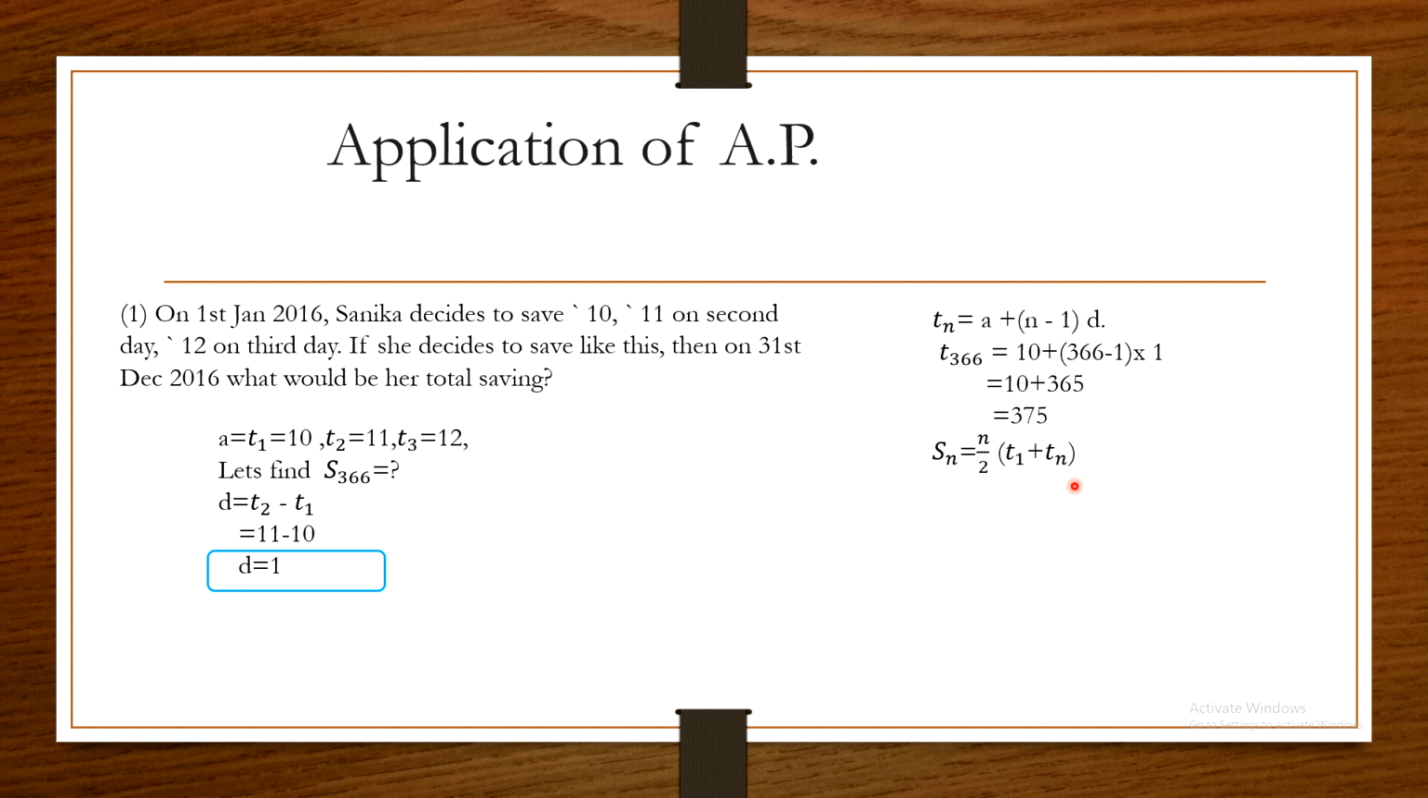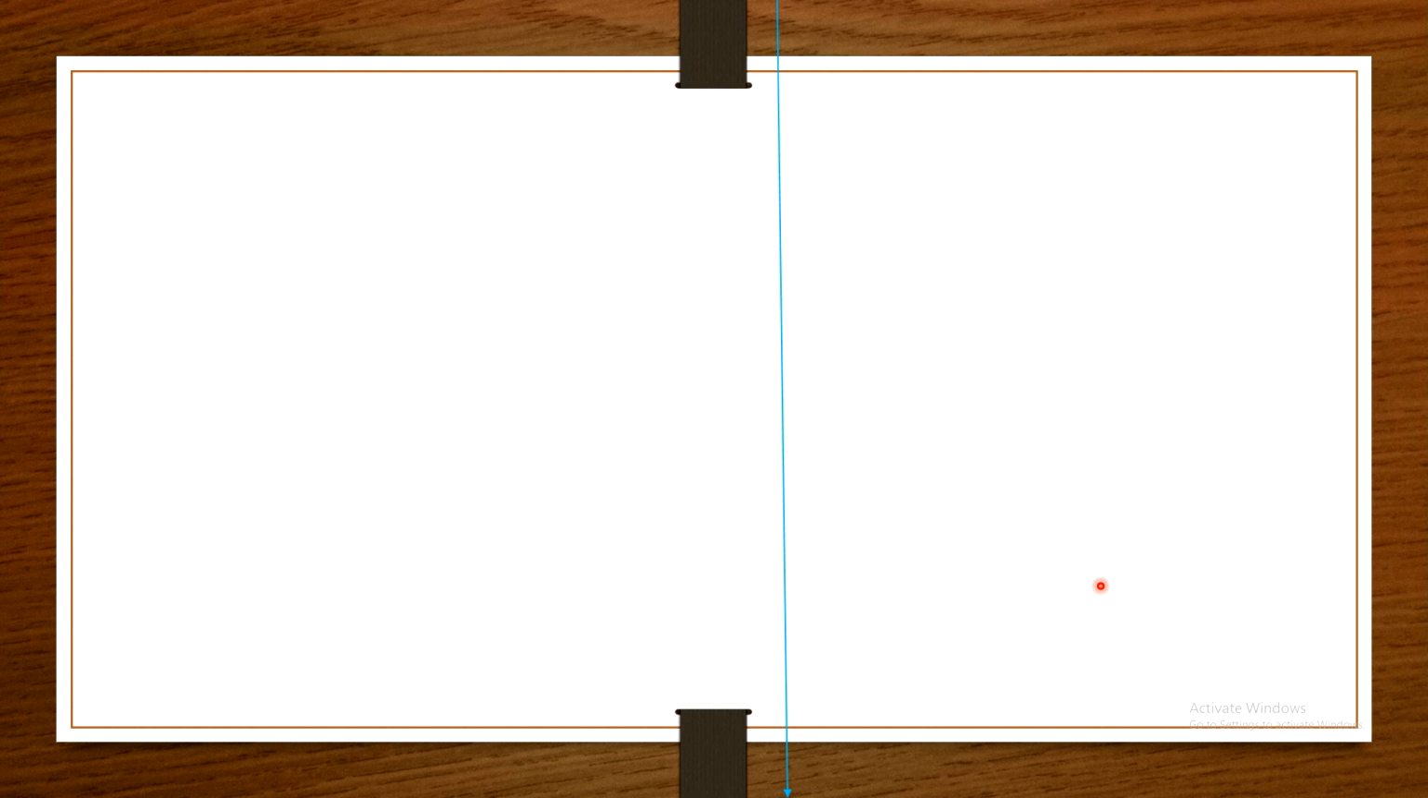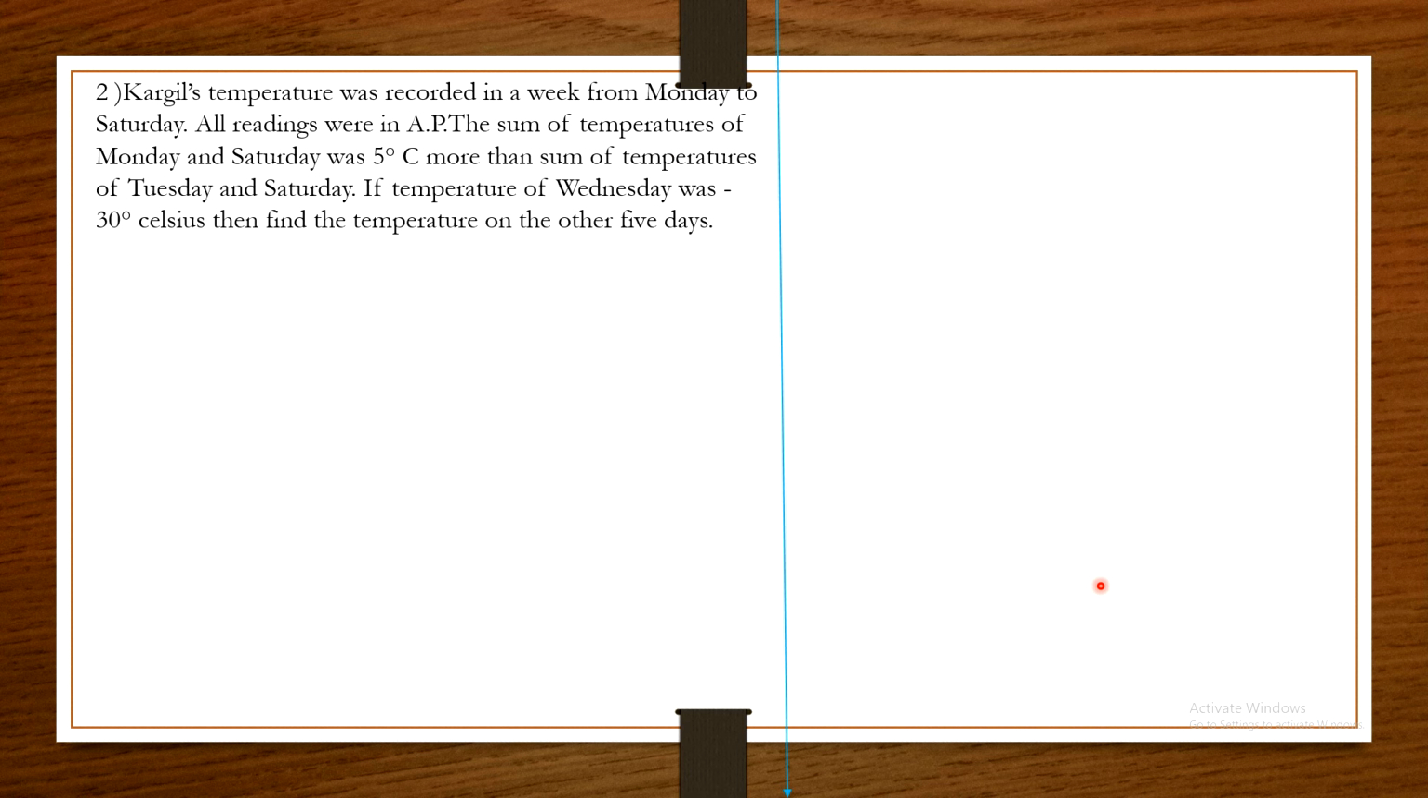Here we can use the formula for Sn as n/2 × (t1 + tn). t1 means 10, and we just found the last term of this AP, 375. So we will get 366/2 × (10 + 375). We get 183 × 385, which is equal to 70,455. That means in this year 2016 she will save 70,455 rupees.